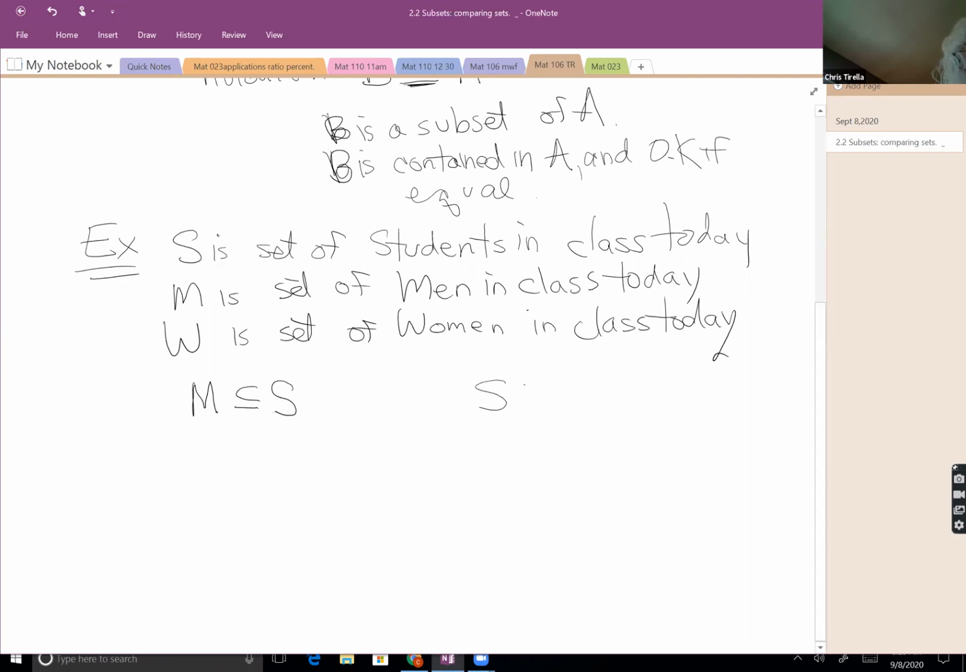Could I say that S is a subset of M? Is everybody in class today a man? No. So here we'd say it's not a subset. And that symbol for not a subset is the subset symbol with a slash through it.